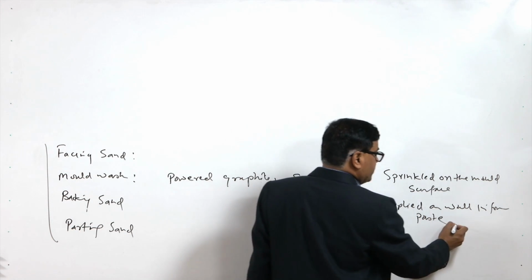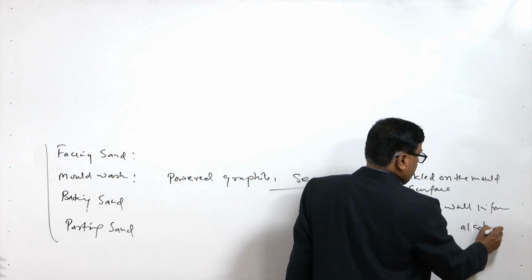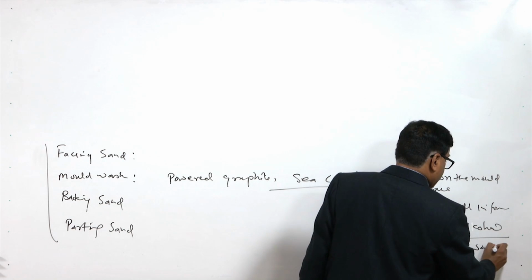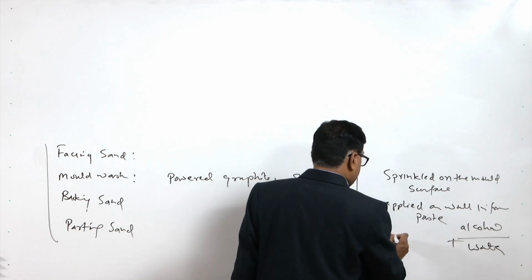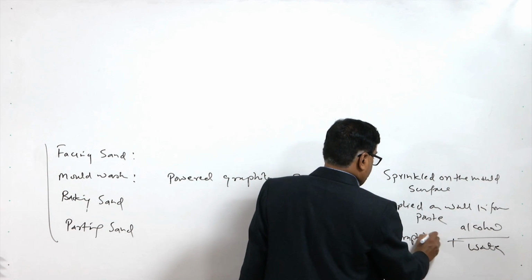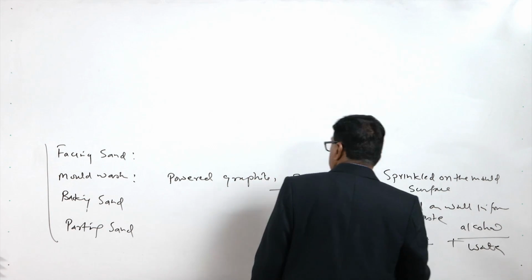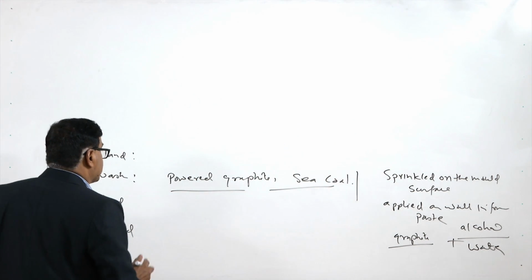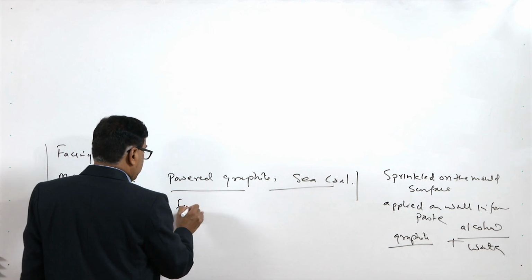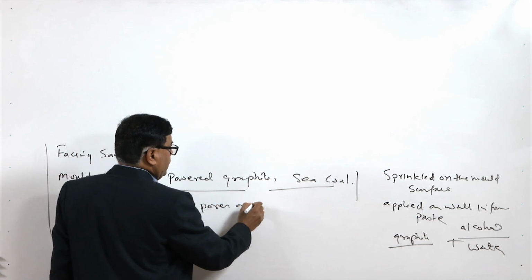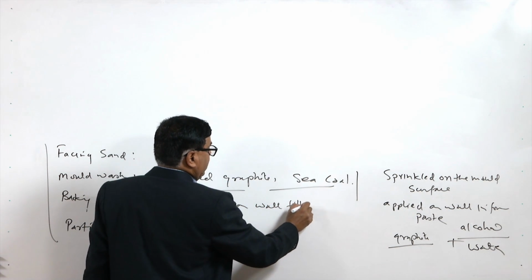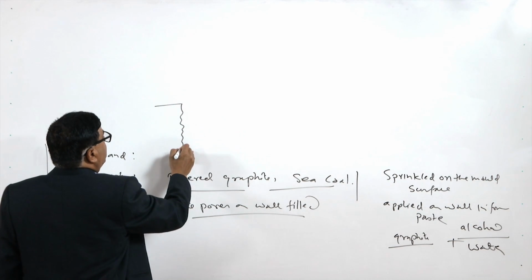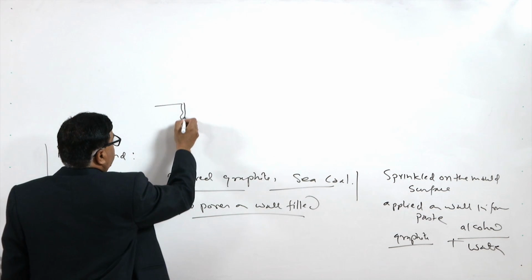So, paste is prepared using, say, alcohol or water can be used, water plus this graphite powder or sea coal, and then these are applied over the surface of the mould wall. So, the purpose of applying this is that whenever it is applied, fine pores on the wall are filled. So, this filling in reduces all the irregularities which are present on the mould wall and smoothens the surface.